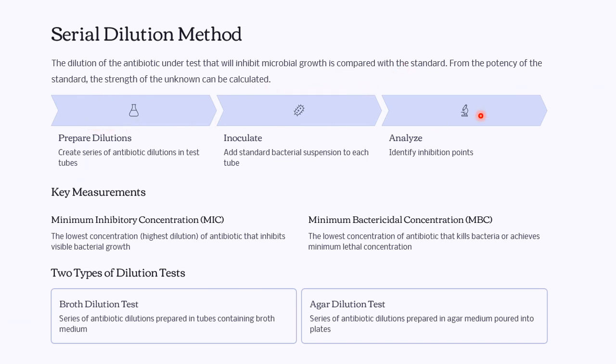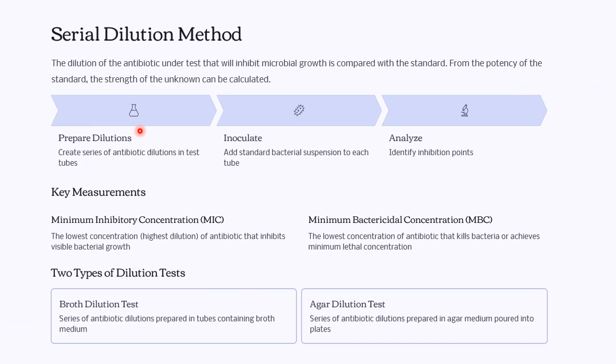Okay. The steps involved in serial dilution method are, first, the preparation of serial dilution. So, we are creating a series of antibiotic solutions in test tubes. Second, we are inoculating a standard bacterial suspension into each tube, the specific bacterial suspension going into each tube already prepared with the series of antibiotic dilution. And the third step is analyzing or identifying the inhibition points after incubation of the microorganism.